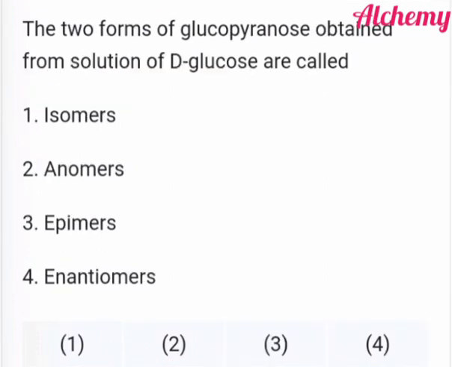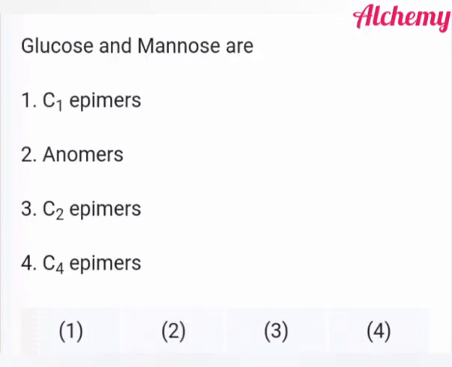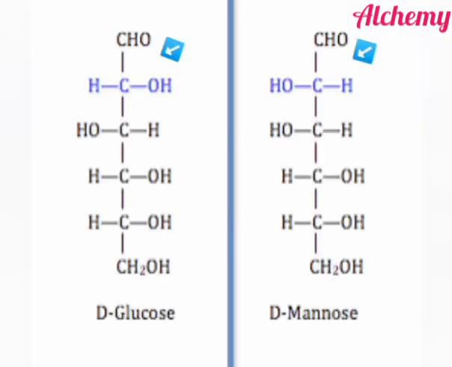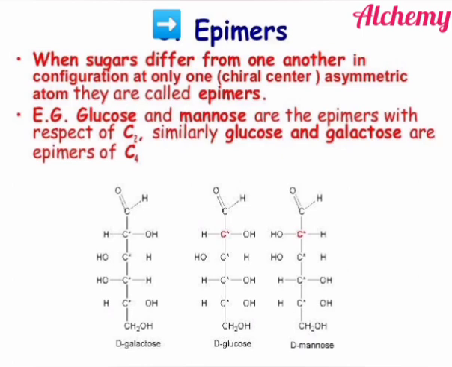Next question, the two forms of glucopyranose structures obtained from solution of D-glucose are called? The correct answer is option 2, anomers. Next question, glucose and mannose are? We can see that they differ at the C2 configuration. So the correct answer is option 3, C2 epimers. Epimers are formed when they differ in the configuration at only one asymmetric carbon atom.